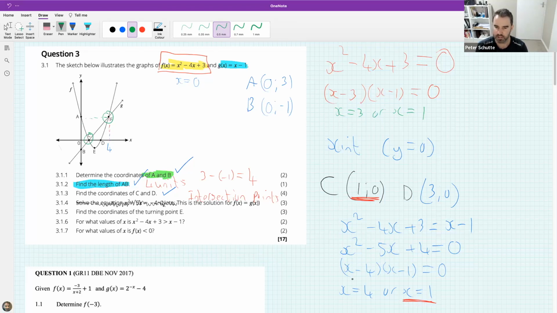Okay, so I need to know what that is. And okay, visually you can kind of see it, but just to be sure, what I would do is I'd take that 4 and put it into either of these two equations. So, for example, the g of 4 would just be 4 minus 1, which is 3. And so the coordinates of the turning points are going to be 1, 0, and then f is going to be 4, 3 for the intersection points.